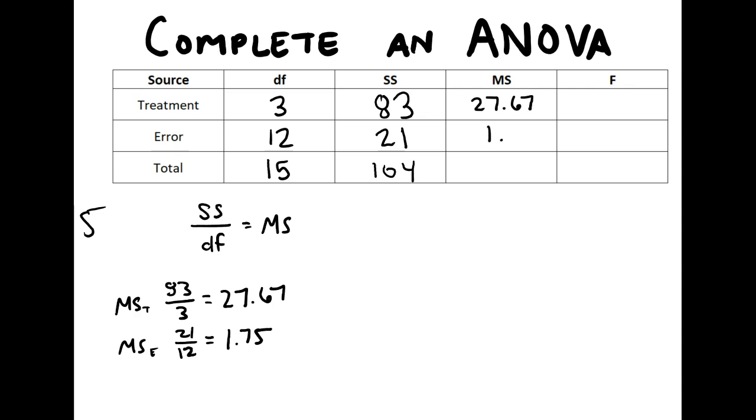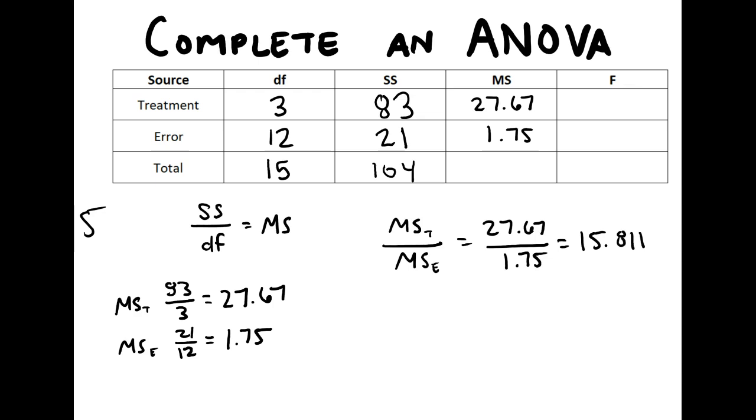27.67 and 1.75. Then calculating this last field, the F statistic, is also quite easy. To do that, we divide mean of squares treatment by mean of squares error. So 27.67 divided by 1.75. Let me do the math here. 27.67 divided by 1.75 is equal to 15.8114. We will put that here.